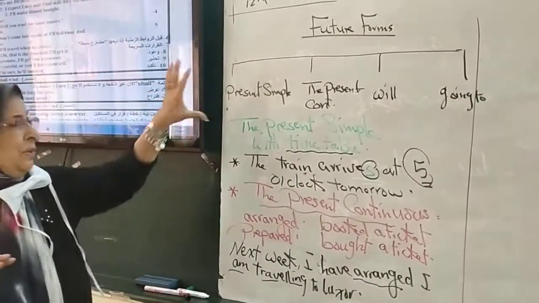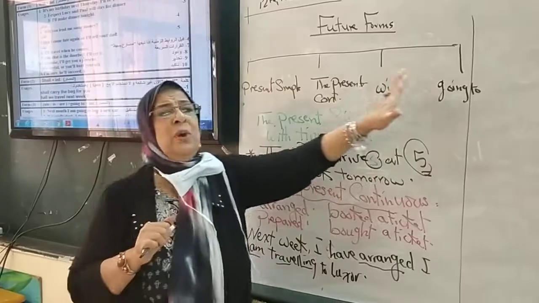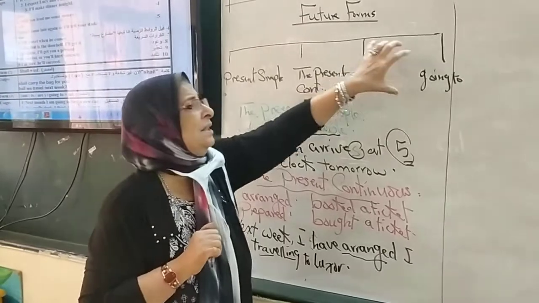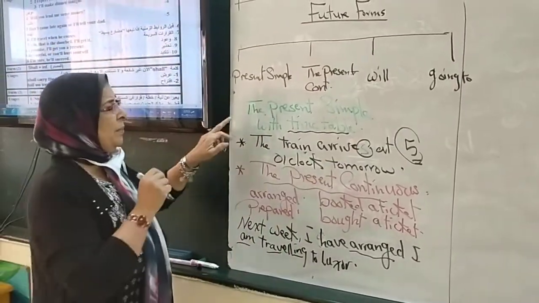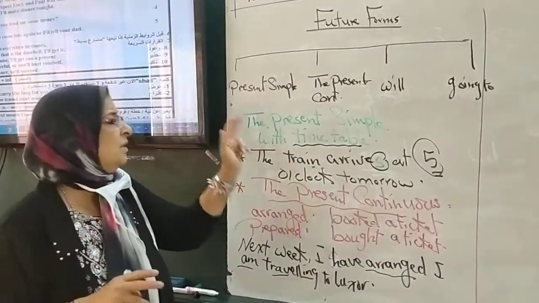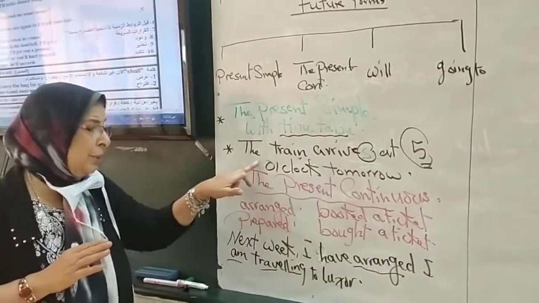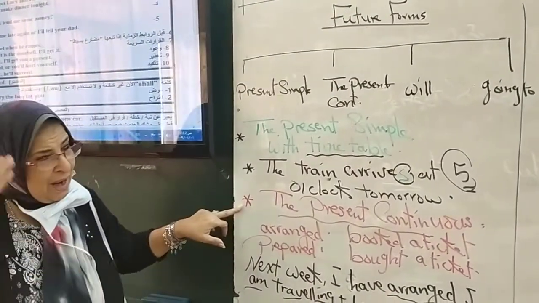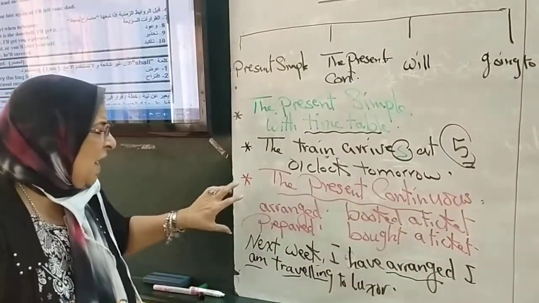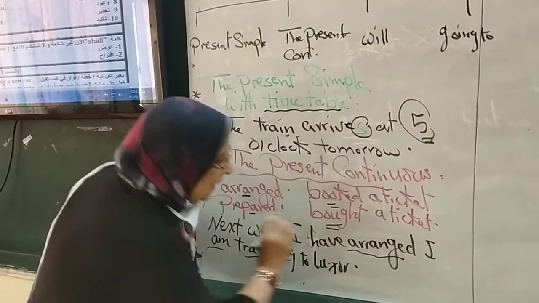I'm going to remind you today we are dealing with the future forms. We have 4 ways to express the future: the present simple, present continuous, will, and going to. Of course, we dealt with number 1, the present simple. I told you that to use the present simple, in a sentence you must have a timetable or schedule. The train arrives at 5 o'clock tomorrow. When do you use the present continuous? I'm just revising for you. Be careful. The present continuous is used when you have arranged, you have prepared, when you say booked a ticket or bought a ticket.